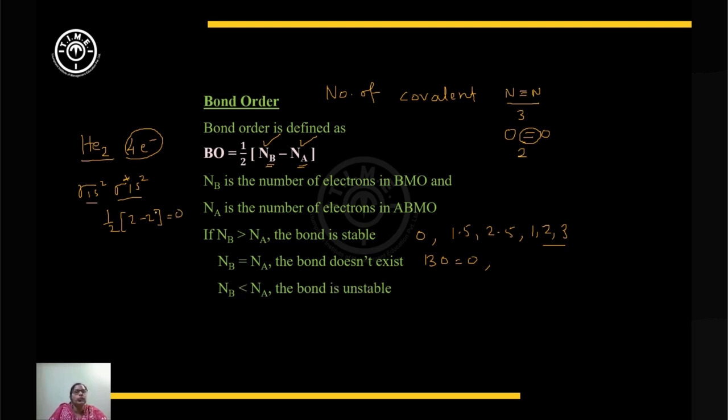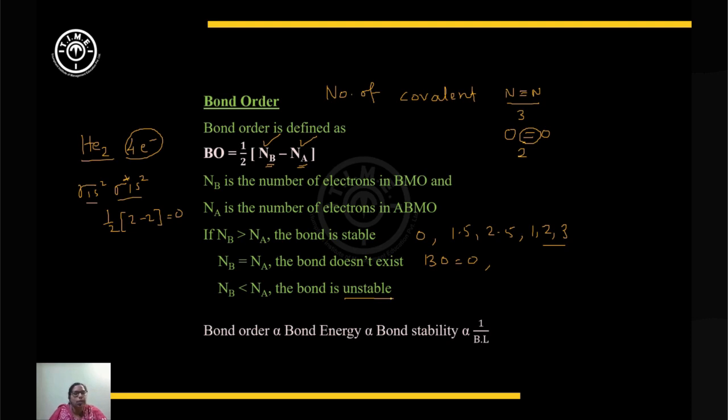If the number of electrons in the bonding orbital is less than the number of electrons in the antibonding orbital, then the bond is unstable. In this condition, the bond becomes unstable. And with increase in the number of bonds between the two atoms, or we can say that with increase in the bond order, the stability of the molecule increases and bond enthalpy also increases, but bond length decreases.